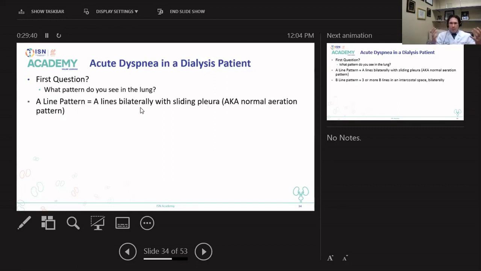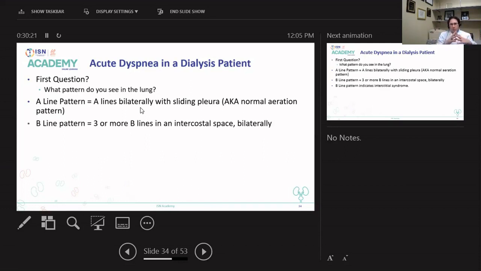So is this A-line pattern? Does the patient have A-lines bilaterally with a sliding pleura, aka a normal aeration pattern? Your dialysis patient who just comes from dialysis after 3 kilograms of ultrafiltration comes in acutely short of breath and has A-line pattern bilaterally with normal lung sliding. You're not going to be thinking more that this patient needs ultrafiltration. You're going to be thinking more that this patient might have a pulmonary embolism, a COPD exacerbation, or an asthma exacerbation.